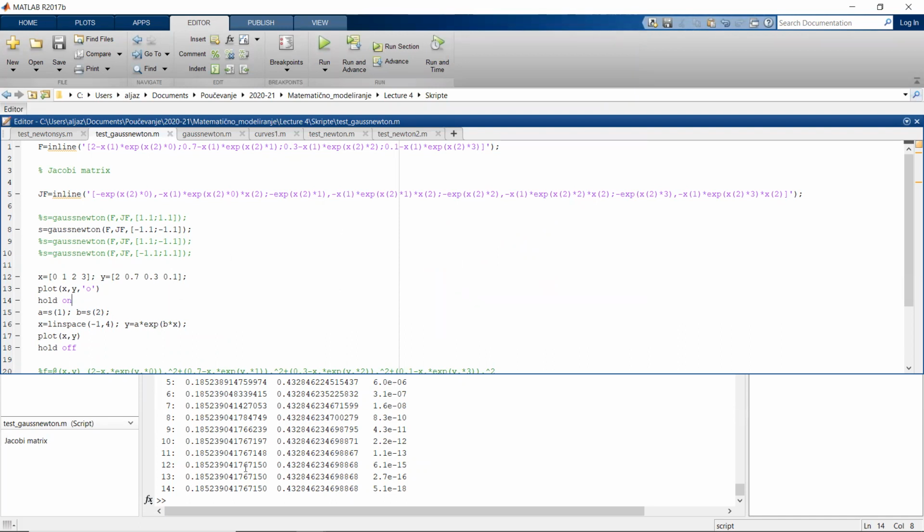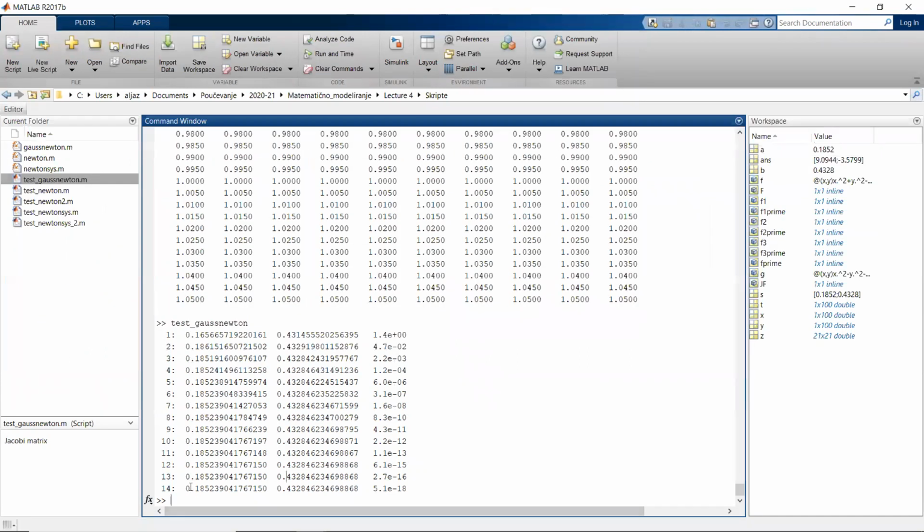Okay, what we got. Even if we took negative b, the method converged to positive b. So the method really converged. 0.18 was A, and then 0.43 was B, and we really achieved convergence because this difference is relatively small, 10 to the power of minus 18.